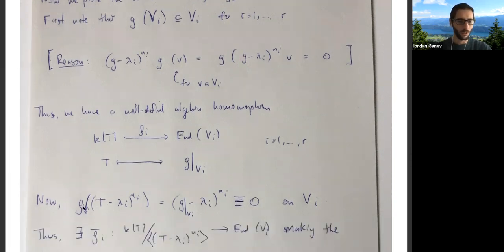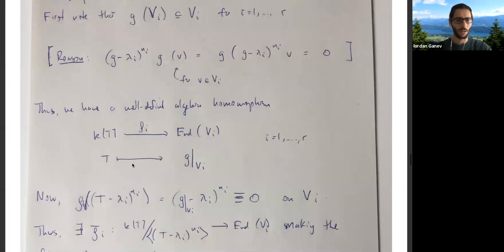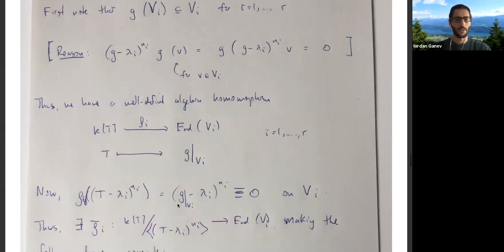And now there should be an i here. So now if we take rho sub i and we think about this polynomial, (T minus lambda_i) to the n_i, then by definition, that's (G restricted to V_i minus lambda_i) to the n_i. Now, lambda_i you think of as lambda_i times the identity on V_i. So that's just what it means to extend this algebra homomorphism from this definition to the whole polynomial algebra.